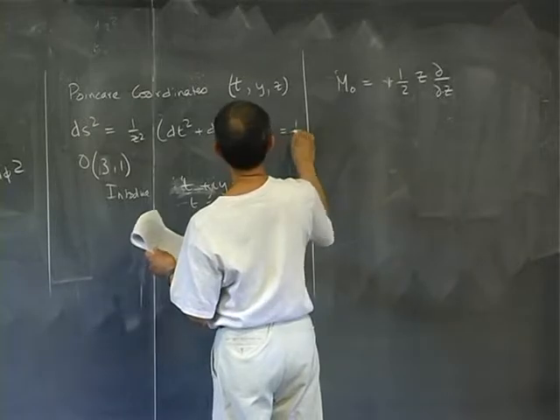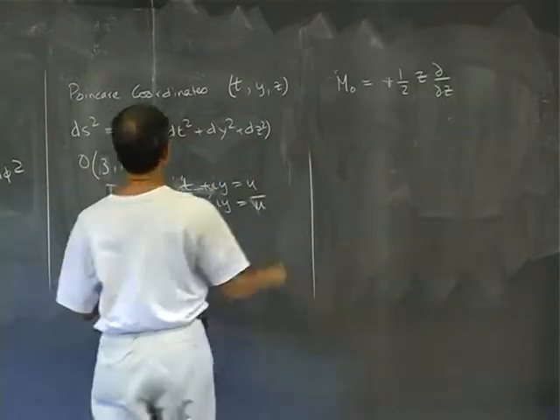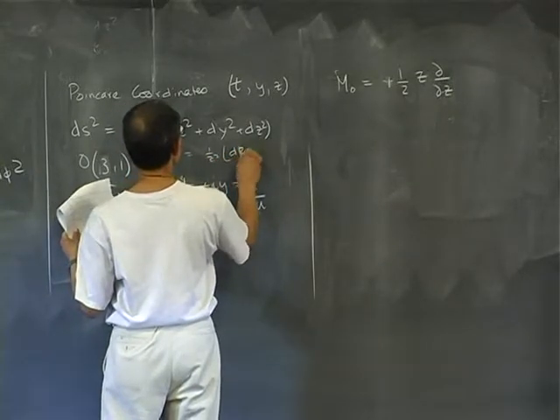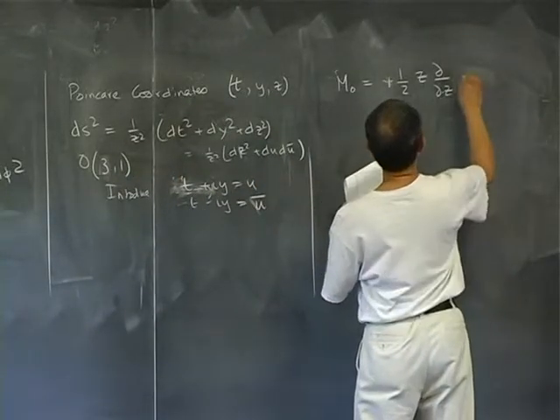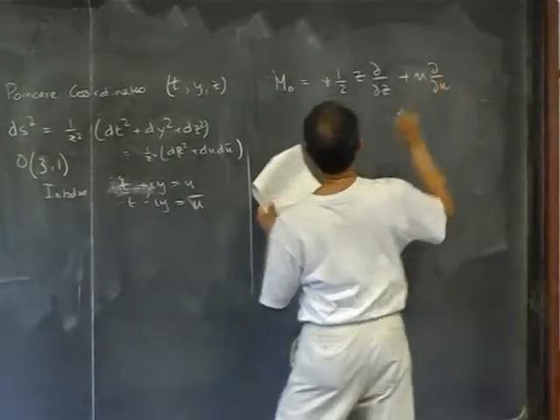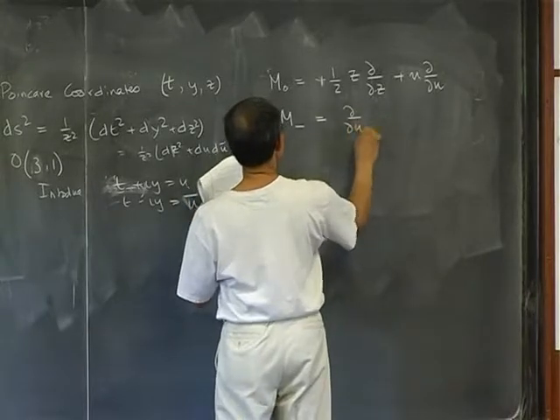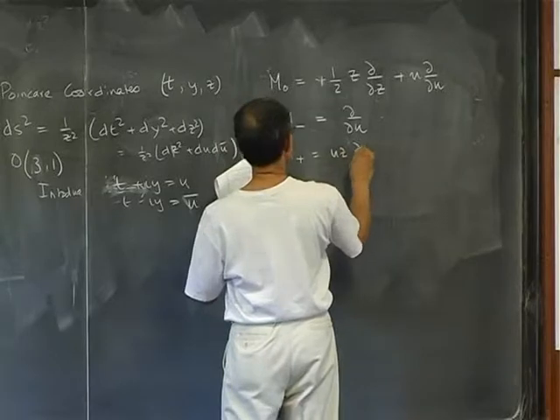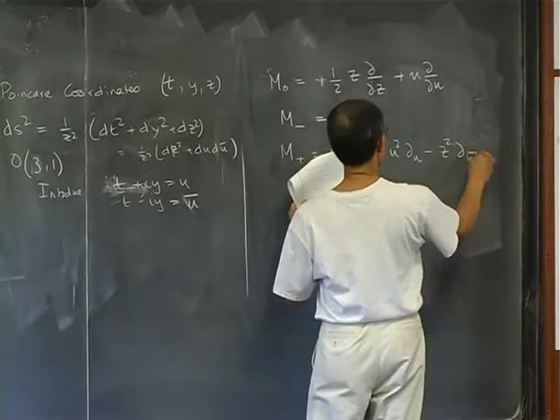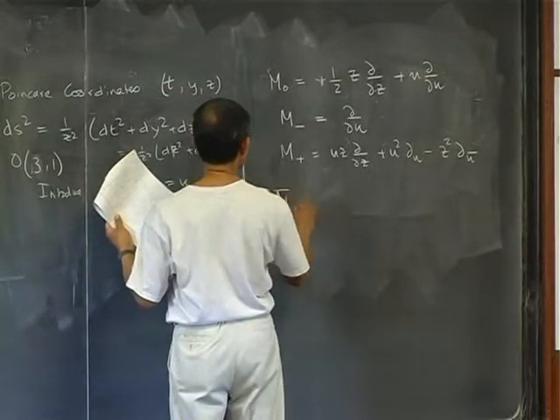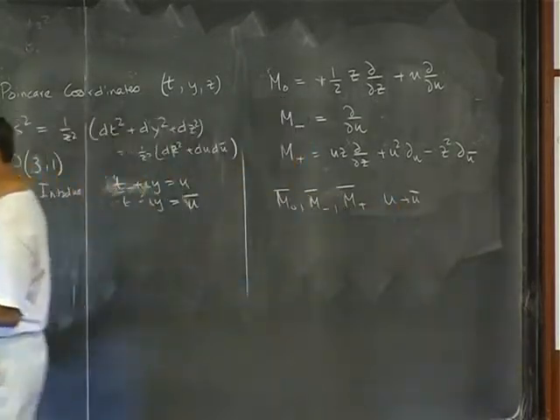So this metric became, let me write down, sorry. So in terms of these things, these become 1 upon z square, dz square plus du du bar. And similarly, M0 bar, M minus bar and M plus bar with u replaced by u bar. This is just the answer.